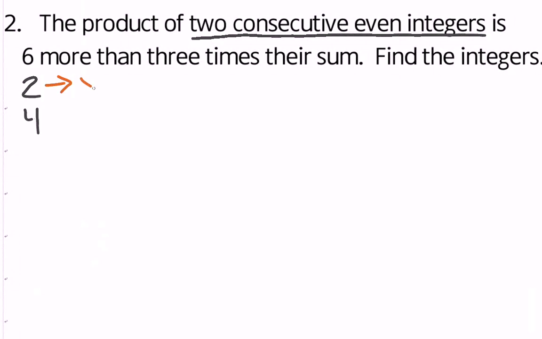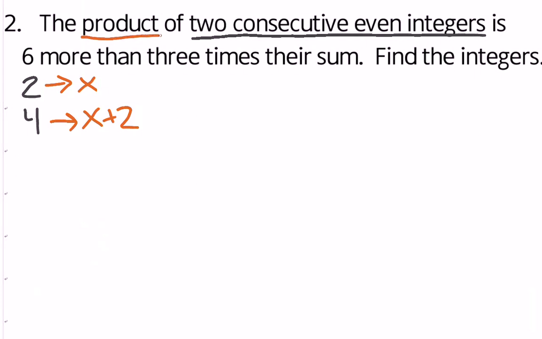So x would be representing 2. So that means 4 would be represented by x plus 2. Because to get from 2 to 4, I add 2. And we're only thinking in terms of adding or subtracting. Okay. Now I go back and reread my question.